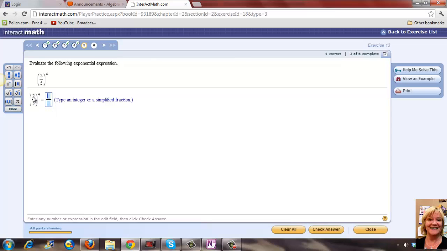So the first thing is I would have to rewrite this as 2/5 times 2/5 times 2/5 times 2/5. So up top I would have 2 times 2 times 2 times 2, which would be 16. So let's type that in. But let's see what would happen if I did the bottom one wrong. So let's say I'm thinking that it's supposed to be 5 times 5 times 5 times 5. But in my mind, instead of multiplying them, I add them. So let's say I put 20 here. Okay, so let's check the answer and see what it says.